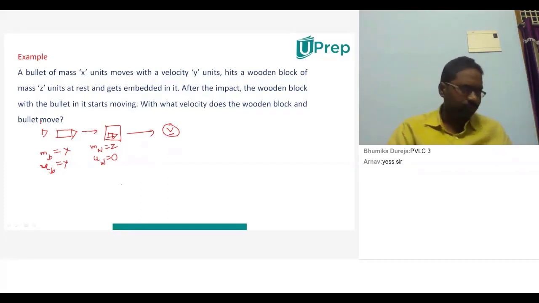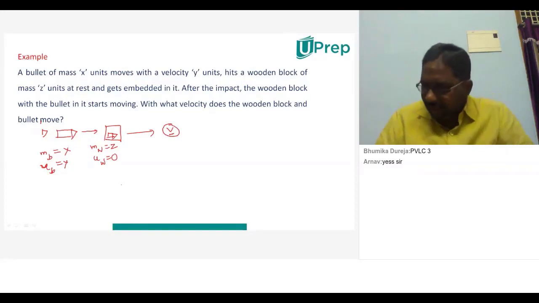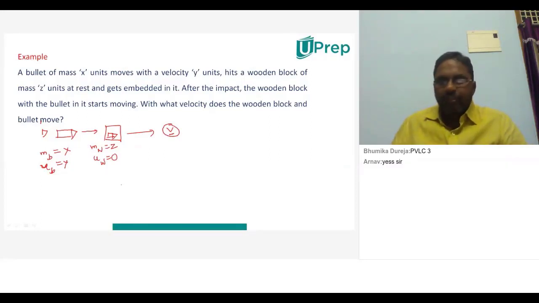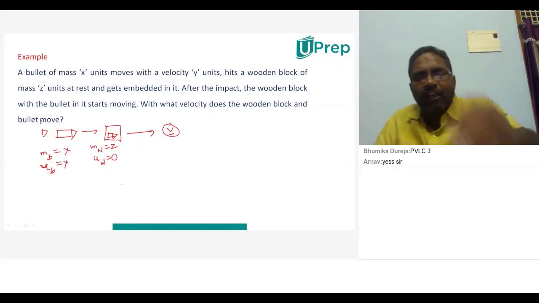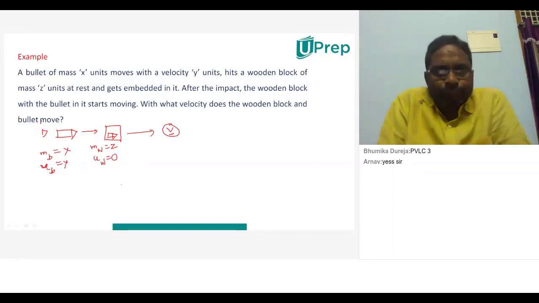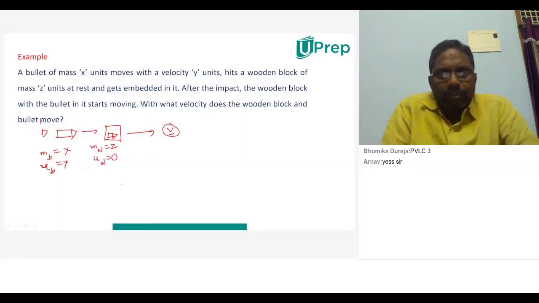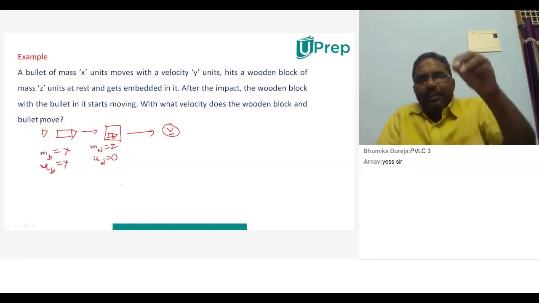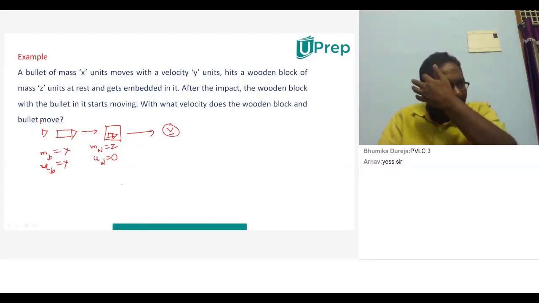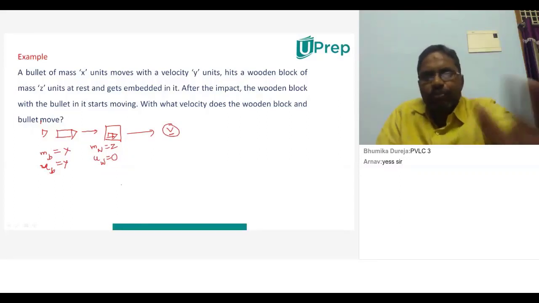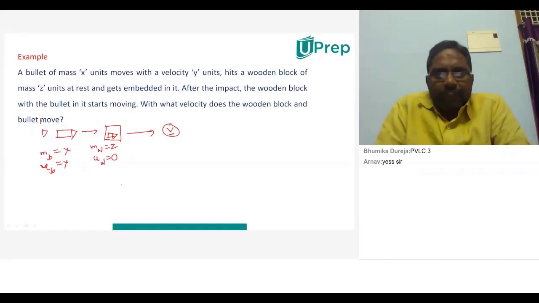Tell me Arnav or Sahas. Tell me Sahas, how can we find it? By applying what can we find this common velocity? Sahas, are you there? Sir, not sure, sir. Even though you are not sure, tell me which law or which equation must be used to solve this. Have you got my point?